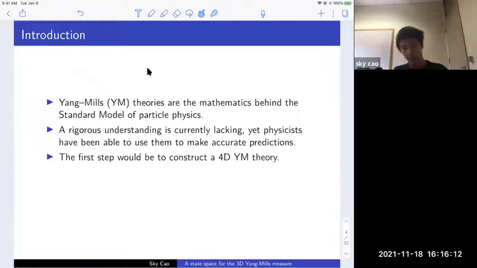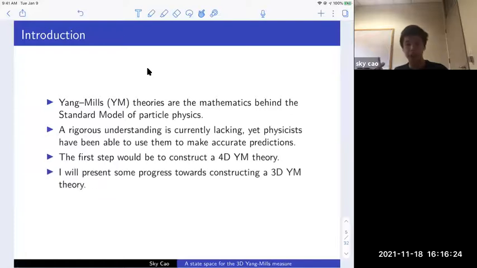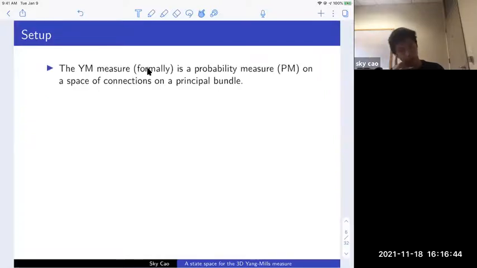The first step towards a rigorous understanding would be to actually construct a four-dimensional Yang-Mills theory. It's 4 dimensions because space-time is 4-dimensional. But for now, 4 dimensions is still too hard. So today I'll just be talking about some progress towards constructing a 3-dimensional Yang-Mills theory. 3 dimensions is a bit more tractable, and also it hasn't been done yet. I'll say a bit more about this later, but the only dimension where we actually have a rigorous construction is 2 dimensions.